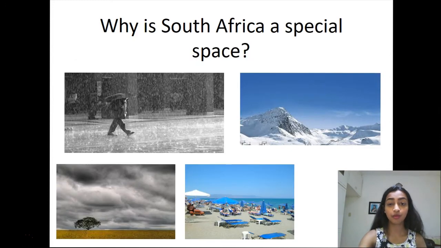So finally, how does this all link to South Africa, and why is South Africa such a special place? Well, to answer that question, we need to realize that South Africa is a very diverse country, and not just in biodiversity. We need to remember that climate change is an economic problem. It's a social problem, an environmental problem, but it's also a political problem. So in South Africa, we are very diverse in all of these sectors.